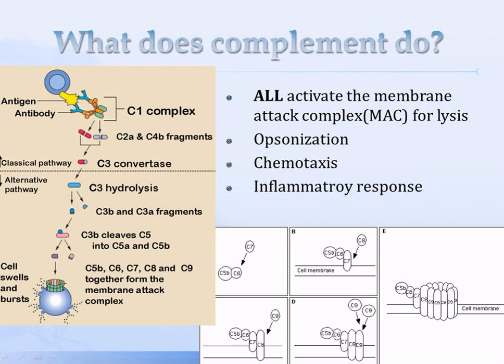And then, when this happens, all of these pieces have purposes. Like chemotaxis, what's it trying to do? In addition to poking a hole in it, what else is it trying to do? Chemotaxis. Attract white blood cells, yep. So if this pathway gets turned on, some of these little fragments are actually working to attract white blood cells, bringing them into the area. It triggers an inflammatory response. Some of these will trigger mast cells to release it. And then we'll talk about opsonization later.